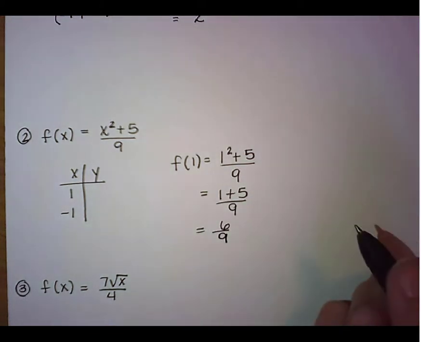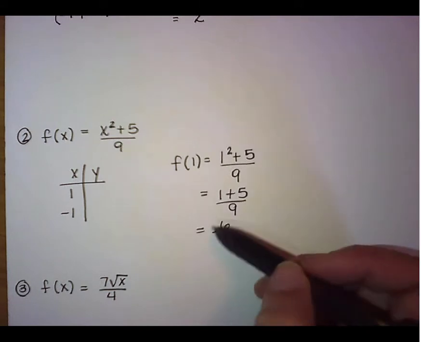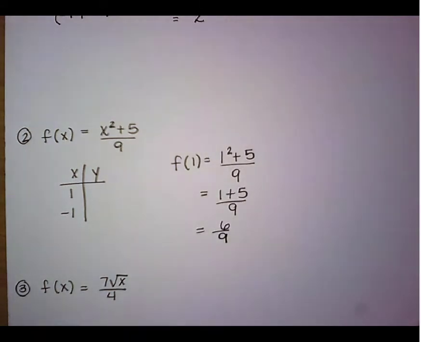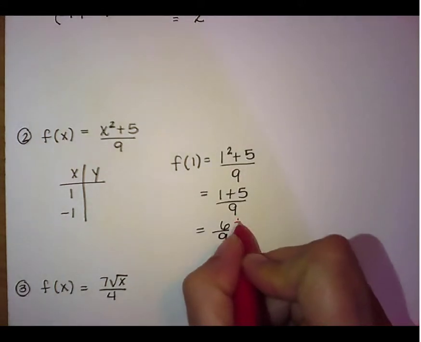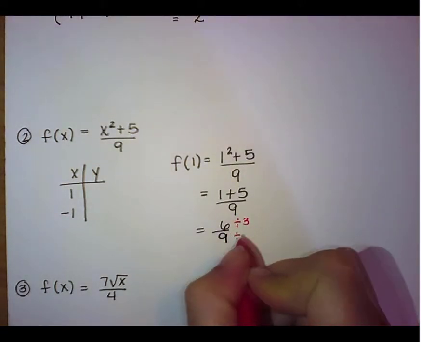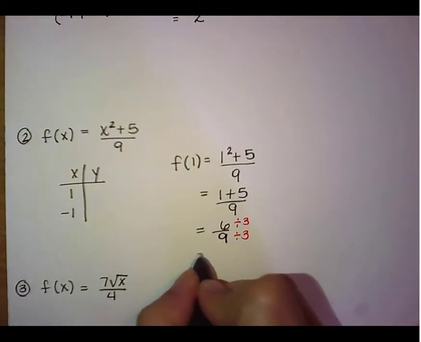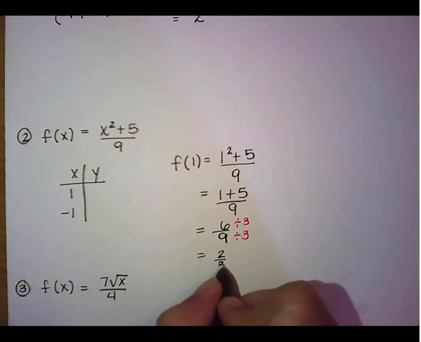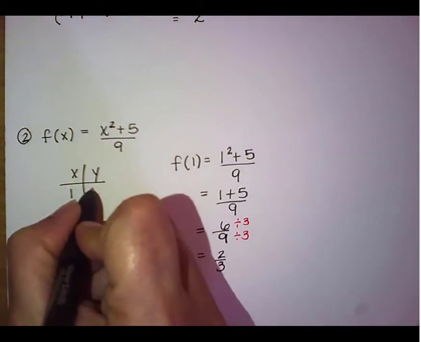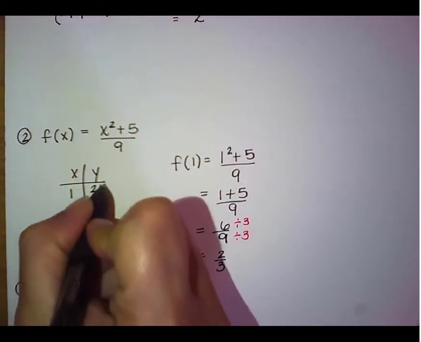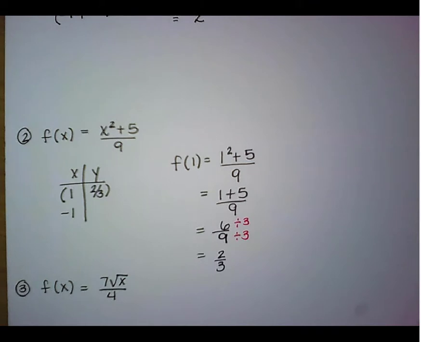And this is kind of the first time we've done this, but because I got down to here and 6 over 9 reduces, I need to make sure that I put it in its lowest form. So I've got to divide a 3 out of top and bottom since that is what it reduces by. And I'm going to get 2 over 3. So my first point is 1 and 2/3 is the y. So I got x is 1 and y is 2/3.